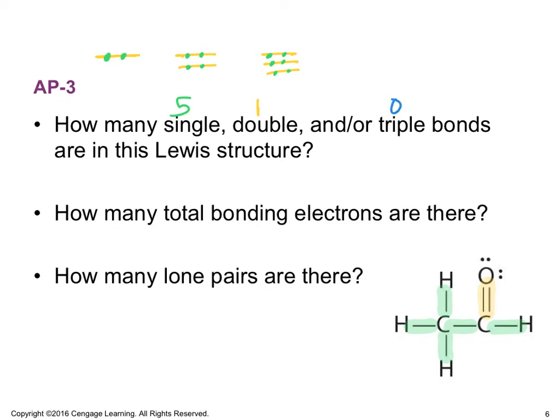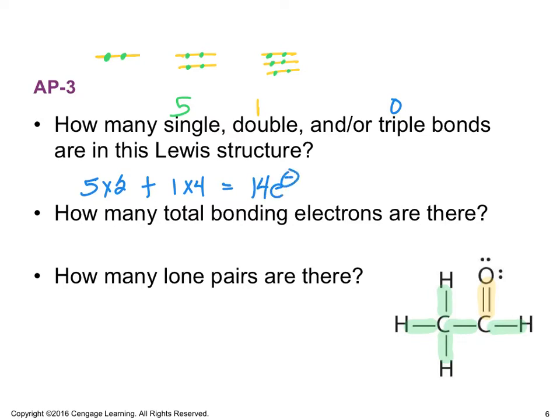Next question is, how many total bonding electrons are there? So we have a total of 6 bonds. So we've got the 5 single bonds, which is going to be 5 times 2 electrons, plus we have 1 double bond, which is 1 times 4 electrons. So that's going to be a total of 14 electrons in this structure.